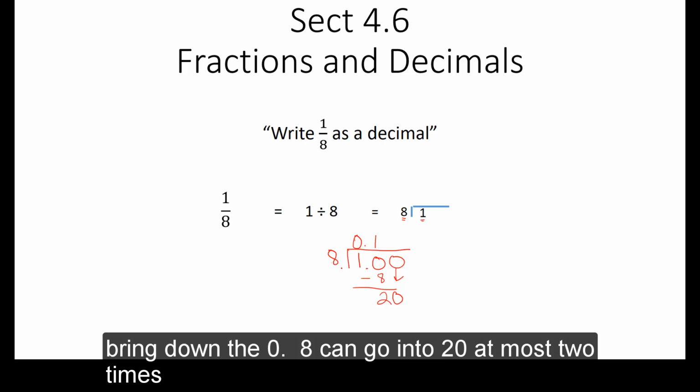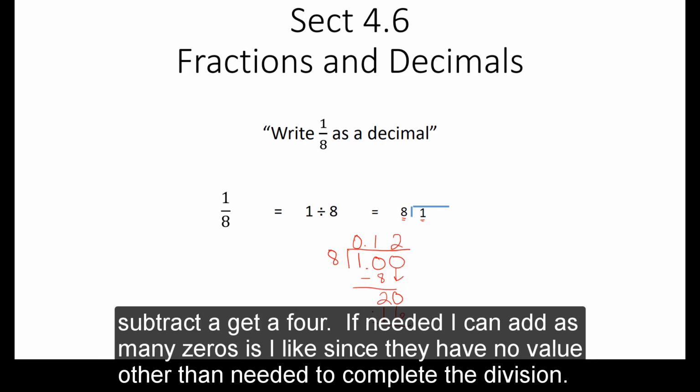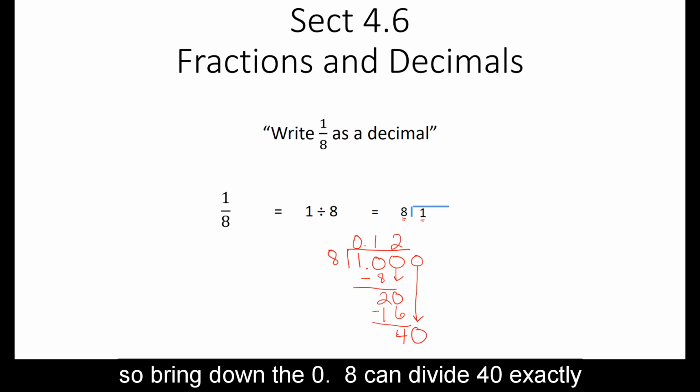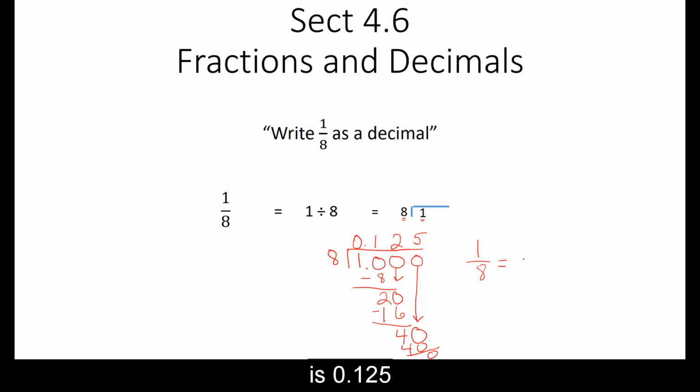Bring down the 0. 8 can go into 20 at most 2 times. 2 times 8 is 16. Subtract, I get a 4, and if needed I can add as many zeros as I like. They have no value other than we need them to do the division. So bring down the 0. 8 can go into 40 exactly 5 times. 5 times 8 is 40, and there is no remainder. So the decimal equivalent of 1/8 is 0.125.